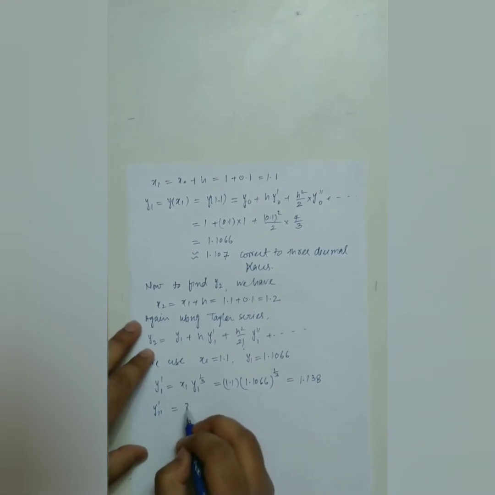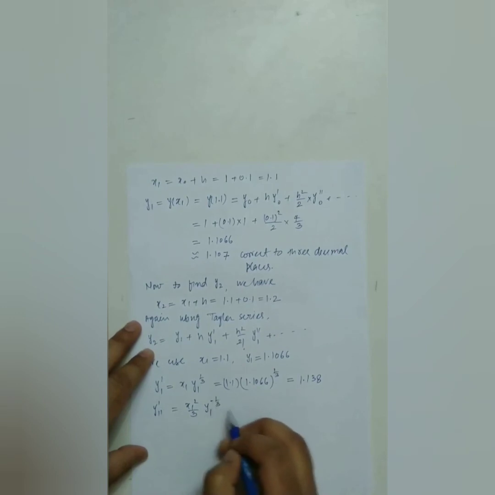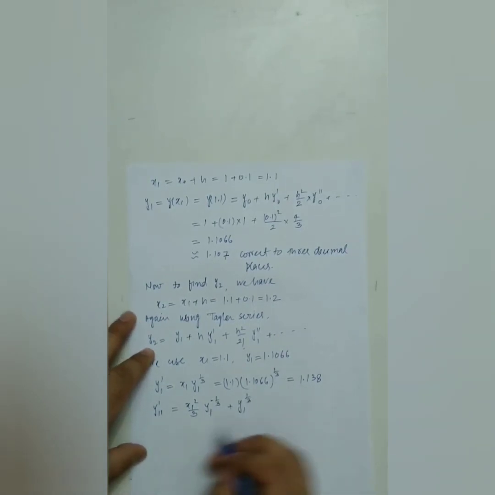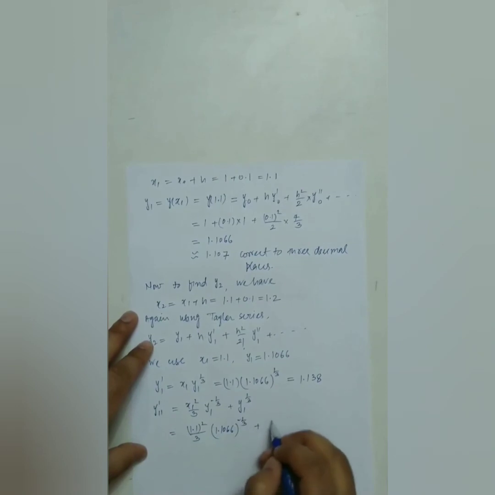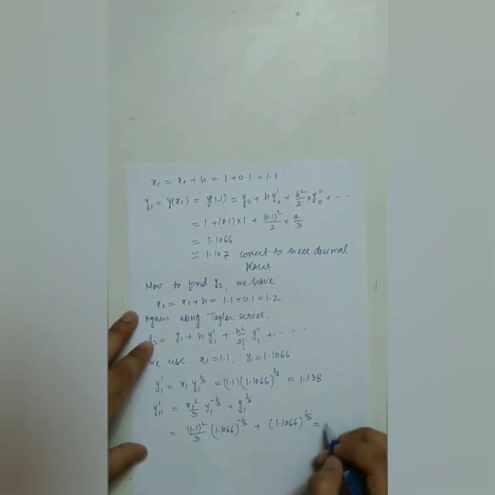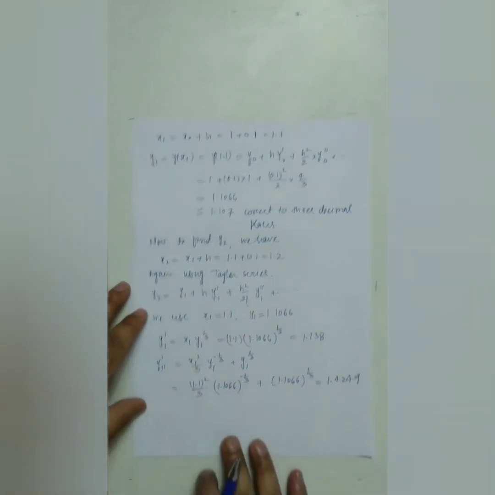This is equal to x1 square by 3 y1 raised to power minus 1 by 3 plus y1 raised to power 1 by 3. Again putting the values, x1 is 1.1, y1 is 1.1066, plus 1.1066 raised to power 1 by 3. Again solving this, we will get 1.4249.